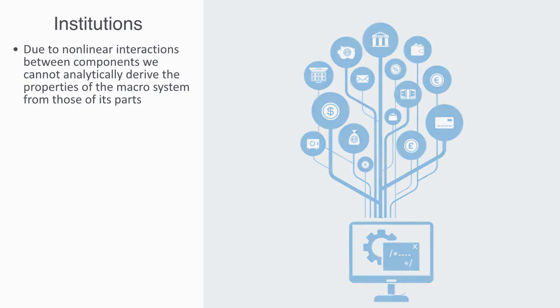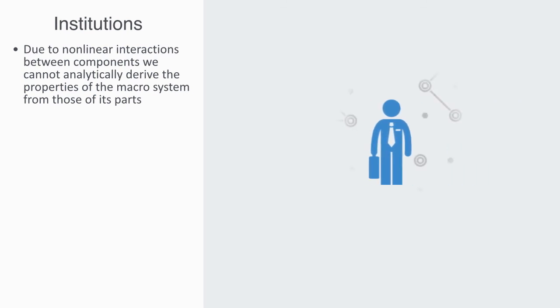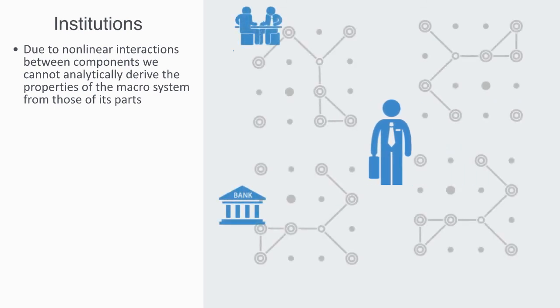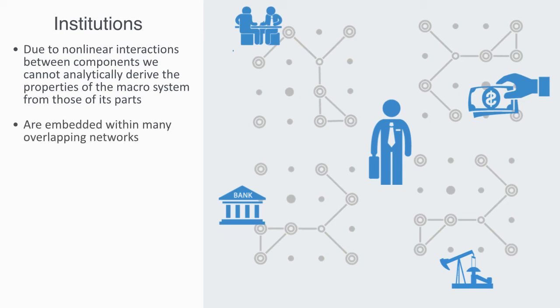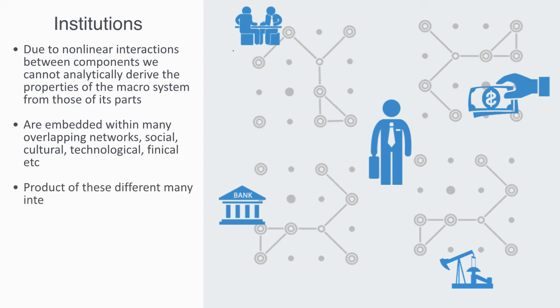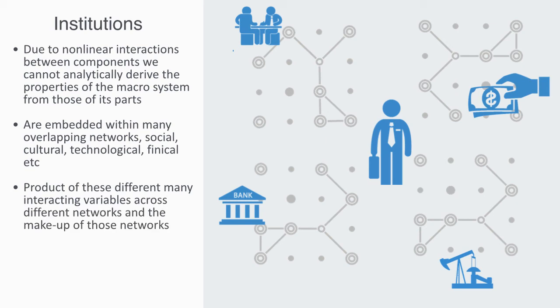Agents within the complexity economy are embedded within many overlapping networks: social, cultural, technological, financial, etc. How an organization or individual succeeds or fails within this economy is a product of these many interacting variables across different networks and the makeup of those networks.